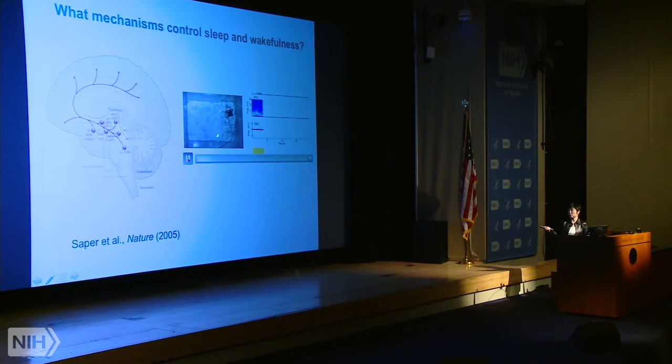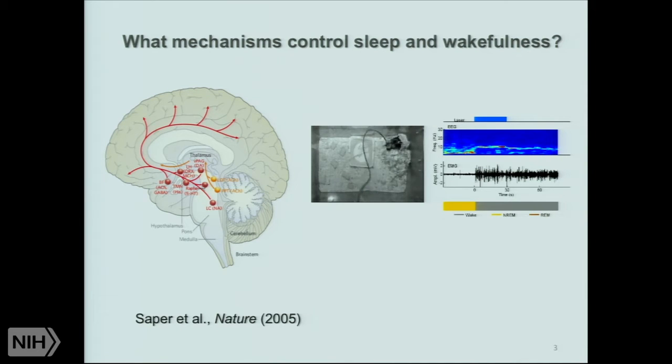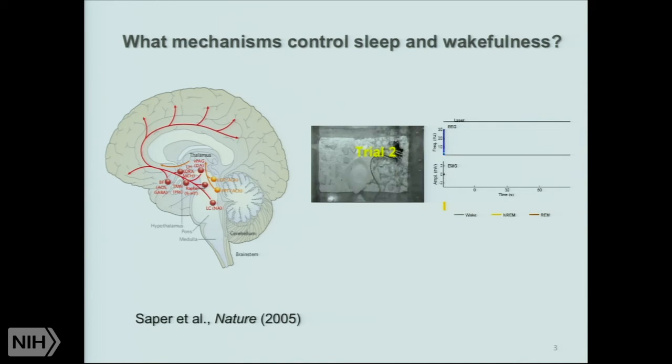Now, just to give you an idea of what I'm talking about, here is a video of activating some glutamatergic neurons in the hypothalamus. Every time you see the blue square turning on, it means that we turn on the laser. And you can see that this mouse is going crazy in this trial. And even after we turn off the laser, he was still going crazy. Now this is the second trial.